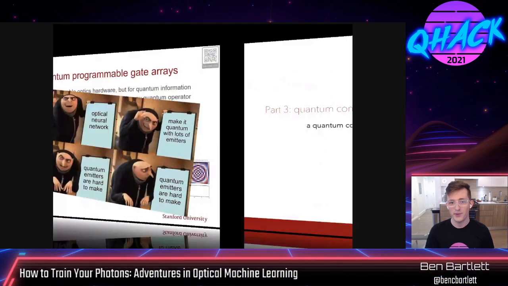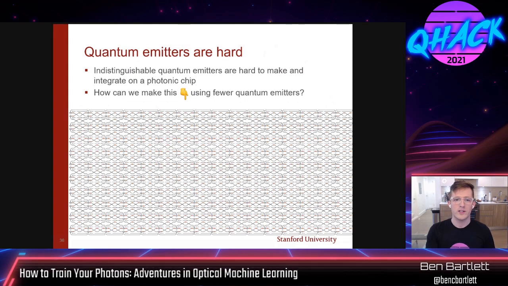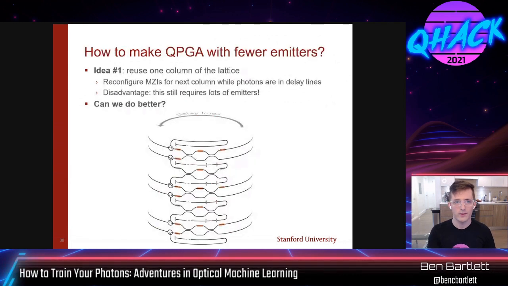And this brings me to part 3 of the talk, which is quantum computing with minimal resources. And here I'm going to talk about how you can make a quantum computer that has only one controllable qubit. So indistinguishable quantum emitters are really hard to fabricate, and they're really hard to get them to work well together on an integrated photonic chip. So if we want to make a really big QPGA, how can we make it using fewer quantum emitters? Well, you could reuse the quantum emitters. So how could we do that?